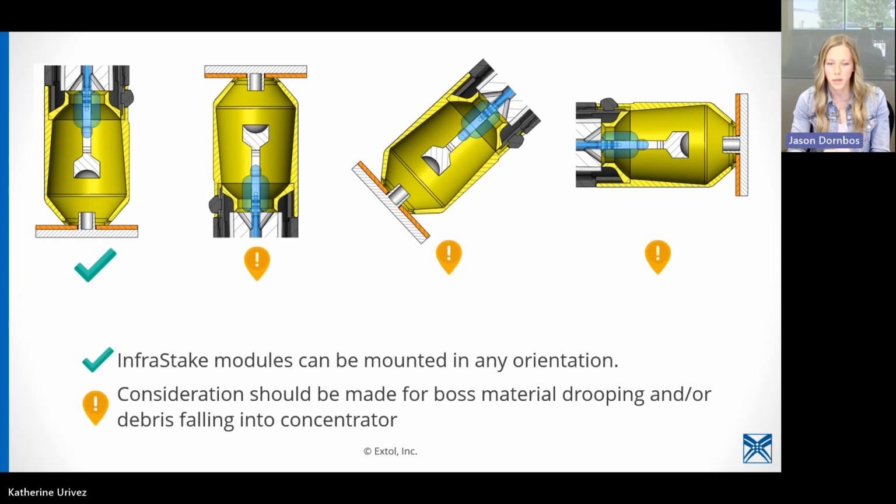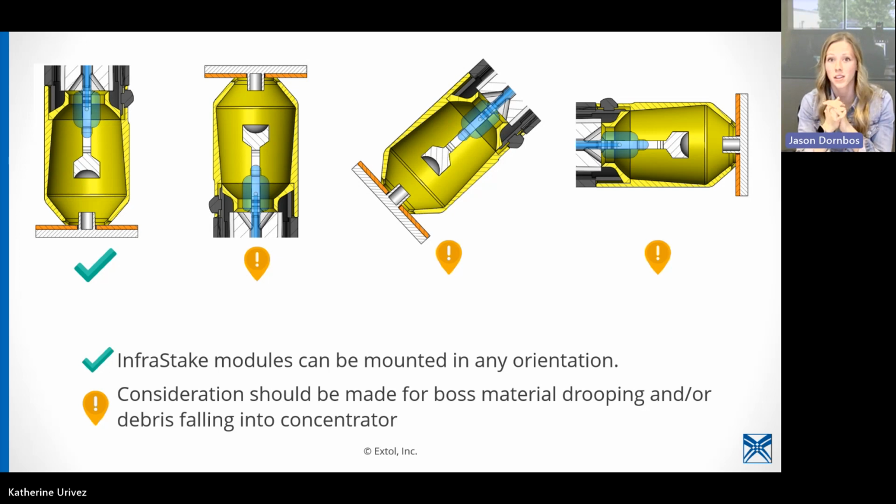So this picture is to show the different ways that you could mount an InfraStake module. Our ideal, because we like to live in an ideal world, is perfectly up and down. We want to heat the boss straight down, stake it, works like a gem.